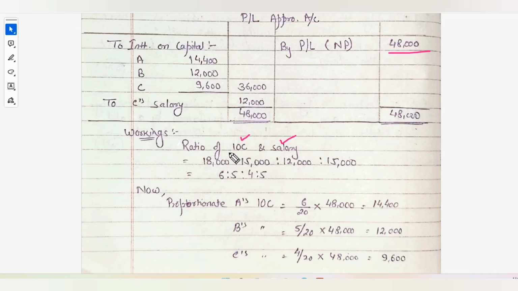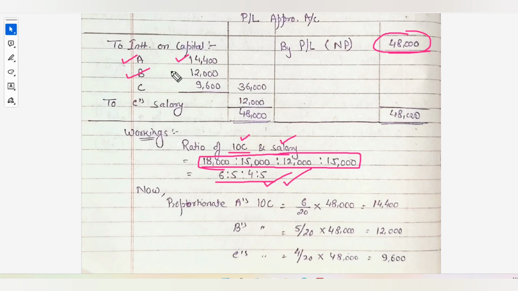So in this case, two things are available, that is interest on capital and the other is salary. So we need to take the ratio of all the four, interest as well as salary. Then only we will be able to find out the correct answer. So the ratio of all the appropriations is 6 is to 5 is to 4 is to 5. Now, the task is very simple. You need to distribute the available amount of net profit in this ratio itself. Then you will come to the proportionate amount of interest, which is 14,400 for A, 12,000 for B, 9,600 for C, and proportionate salary to C, that is rupees 12,000.